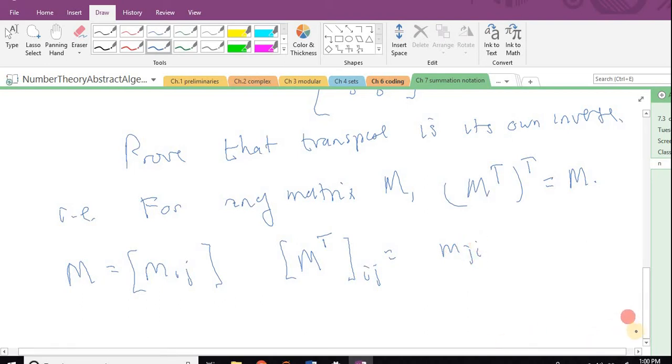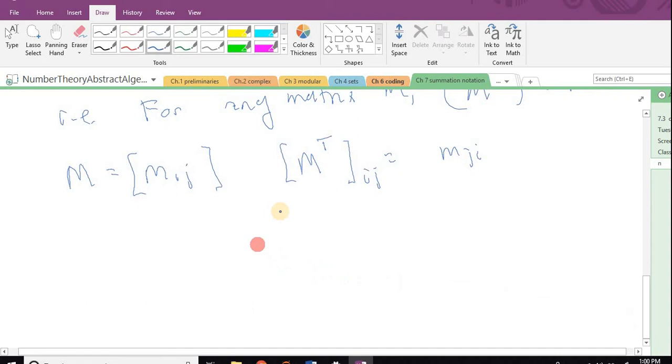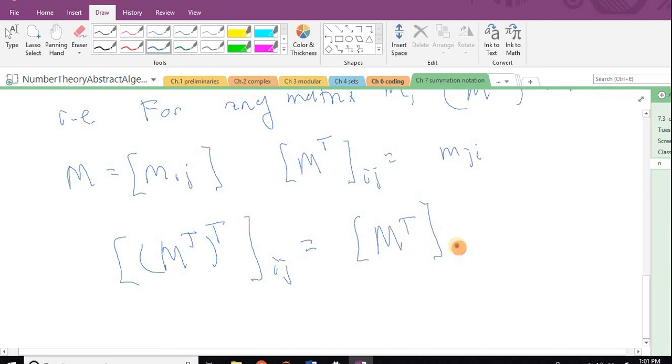Then you just transpose that again. So that's the question: how would you transpose that again? What notation are you going to use? The way you do it is M transpose transpose, and then bracket ij is equal to M transpose ji, which is equal to what?